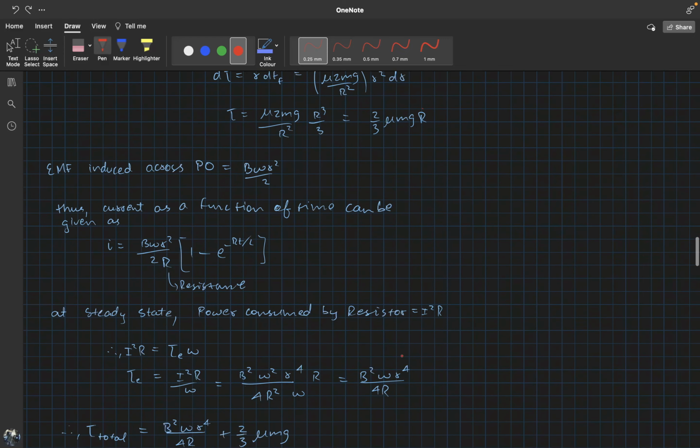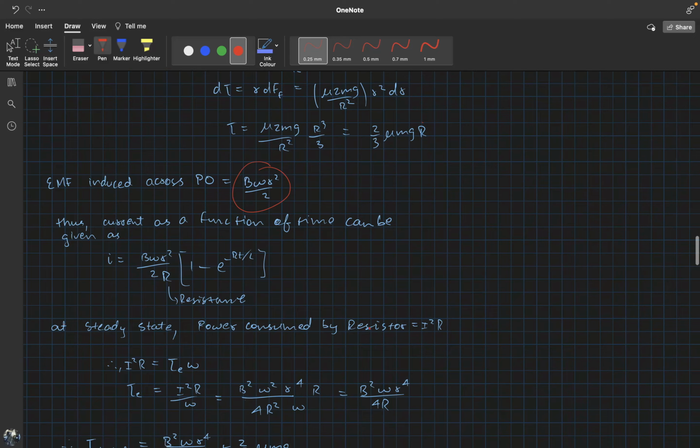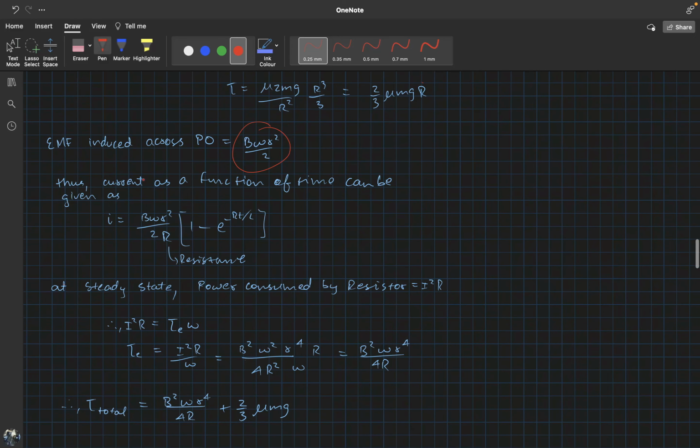Yeah, and from there, the EMF across PO would just be B omega L squared by 2. I mean, classic form. And from there, you can get current as a function of time. This is from the LR circuit. From derivation, current as a function of time. Let's just plug that in here because the EMF is constant.